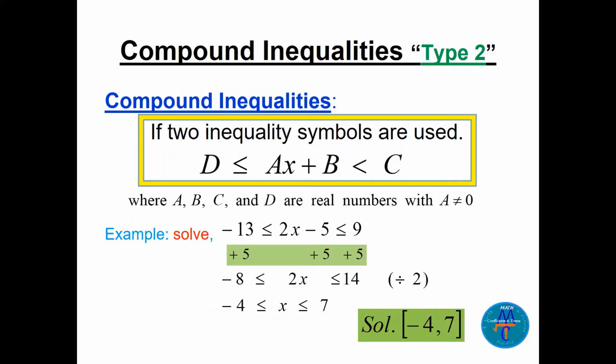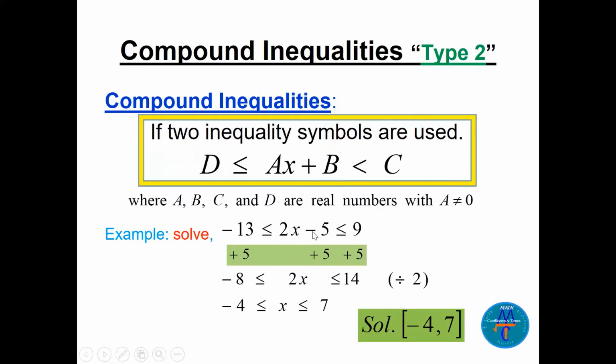Type number 2, compound. Compound when we have two inequalities together. It can be less than or equal, less than, greater than. Any two inequalities, they can be like this question here. Example here, let's solve this. Minus 13 less than or equal to 2x minus 5 less than or equal, both closed here, 9.